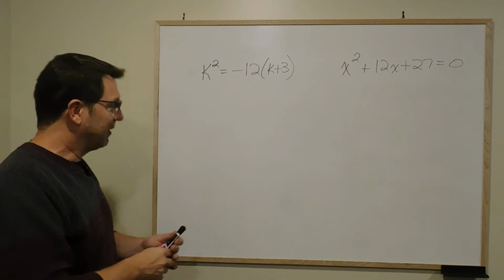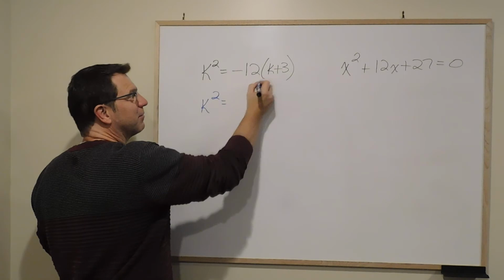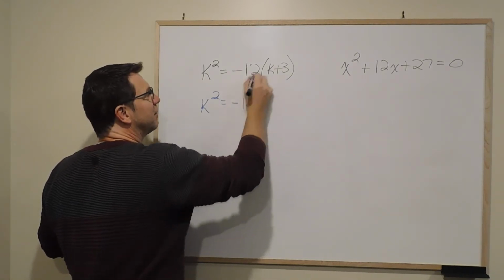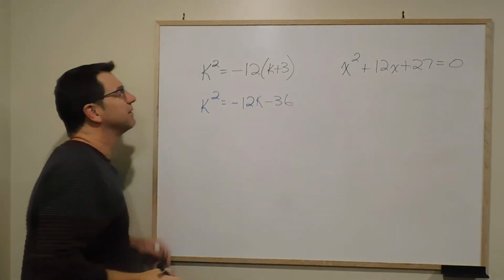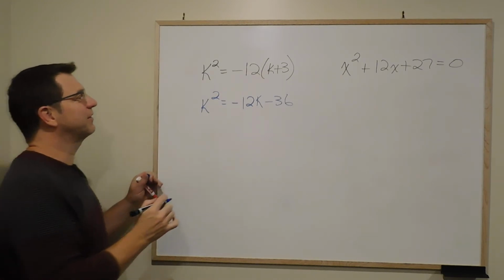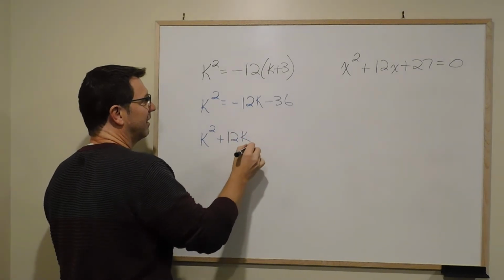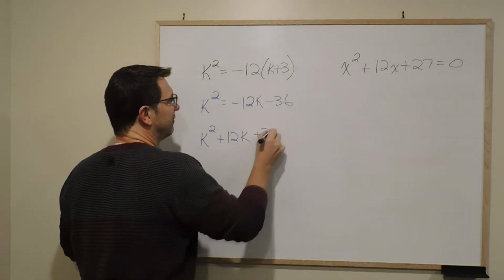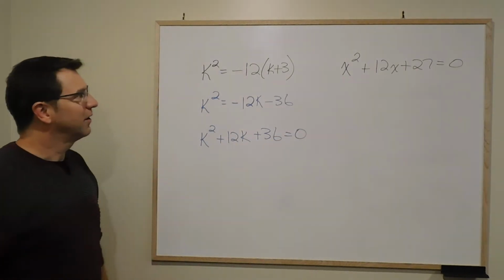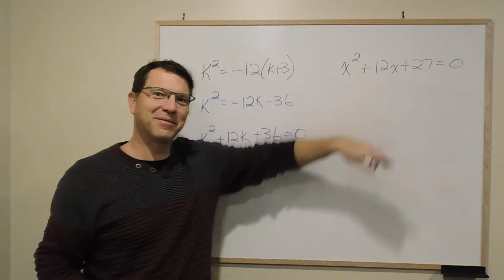Okay. Here we go. Well, if I do this, k squared equals, I got to multiply that out, negative 12k minus 36, okay? That's not so bad. I got to move everything to the left. Remember, I need to make it equal to 0. So I have k squared plus 12k plus 36, right? I got to change the signs from negative to positive, equals 0. Now, these look very different, but now they look very similar, don't they?